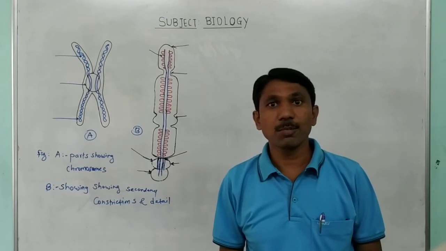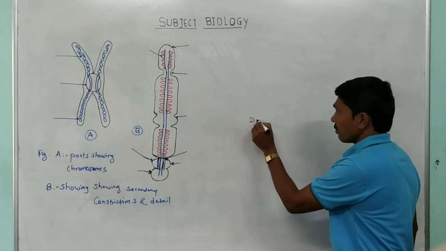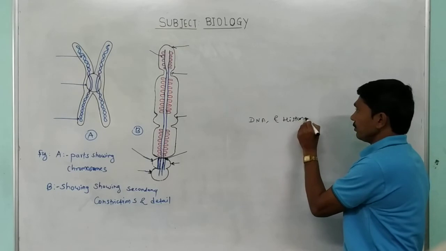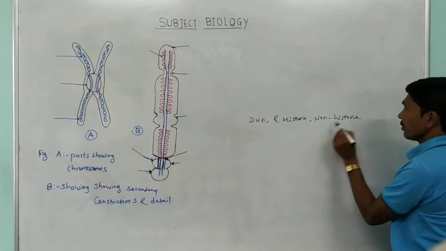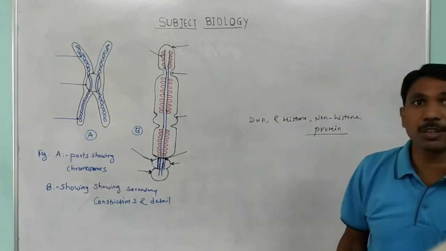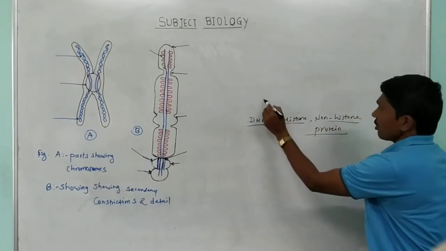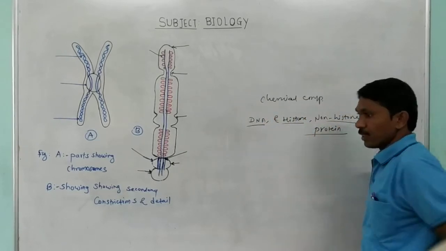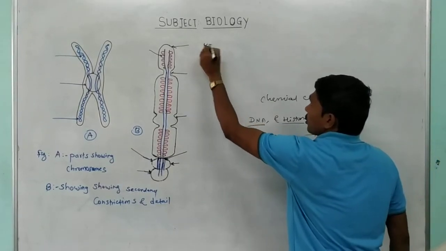The chromosome is made up of DNA, histone, and non-histone protein. That is the chemical composition of the chromosome. Today we will discuss in detail the structure of the chromosome.